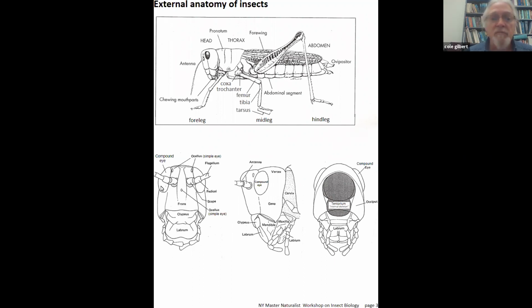Some butterflies have special ultraviolet reflecting scales that we can't see. They can also see polarized light in the sky and use that to navigate with, many of them.